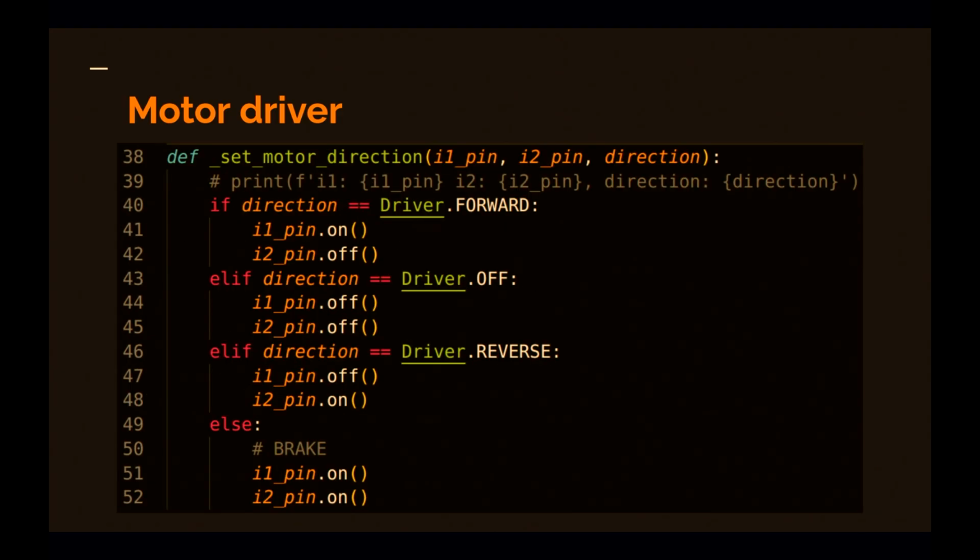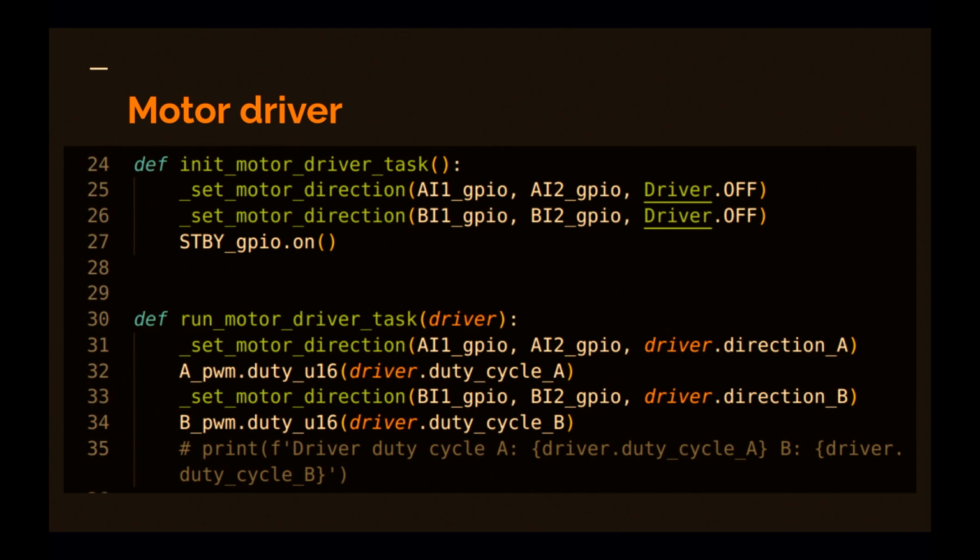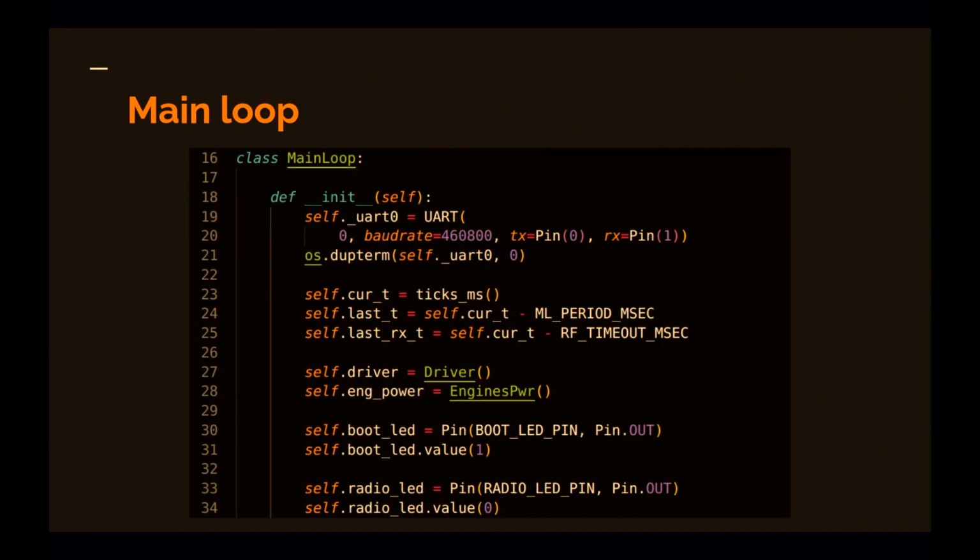Here this is almost like an implementation for the table I showed before, but we do an opposite conversion. We have a direction, and we need to understand how to assign pins according to this chosen direction, like forward, reversed, or off, or brake. This is a part related to the motor driver. Again, two functions: initialization, where we want to stop the driver, and the run function, where we get the data from the driver data class and apply it to our pins.